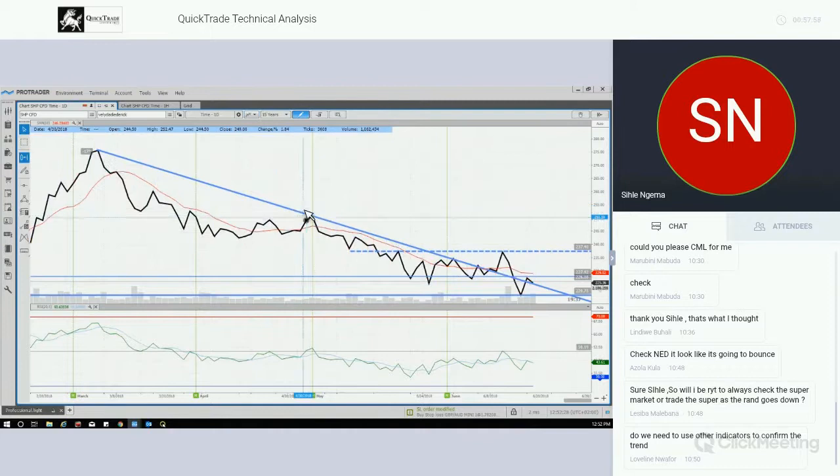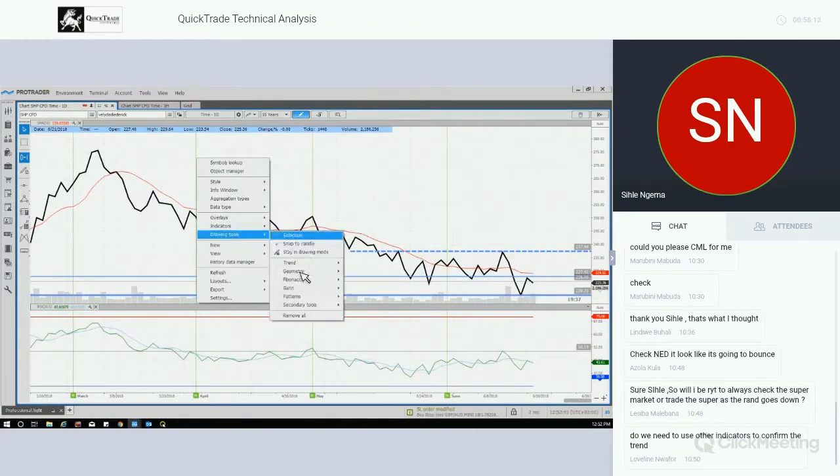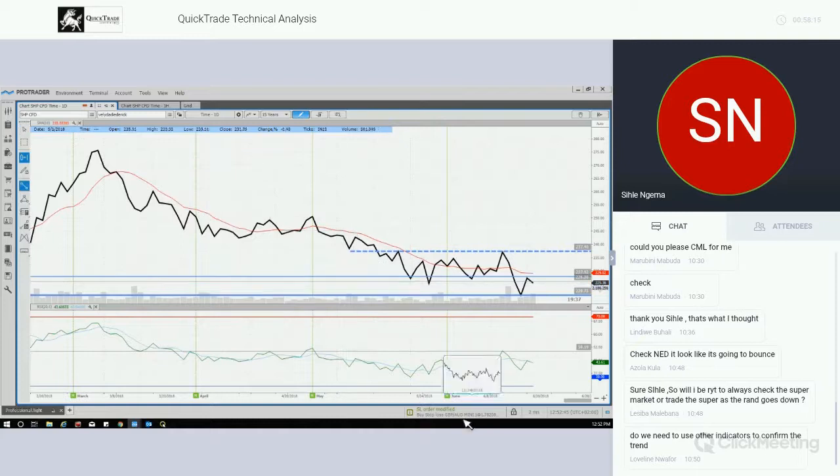Let us get a line chart. Let us remove this ball here. Okay, we've just removed that one. It's going to confuse us if you leave it there. What we have here is something called positive divergence.